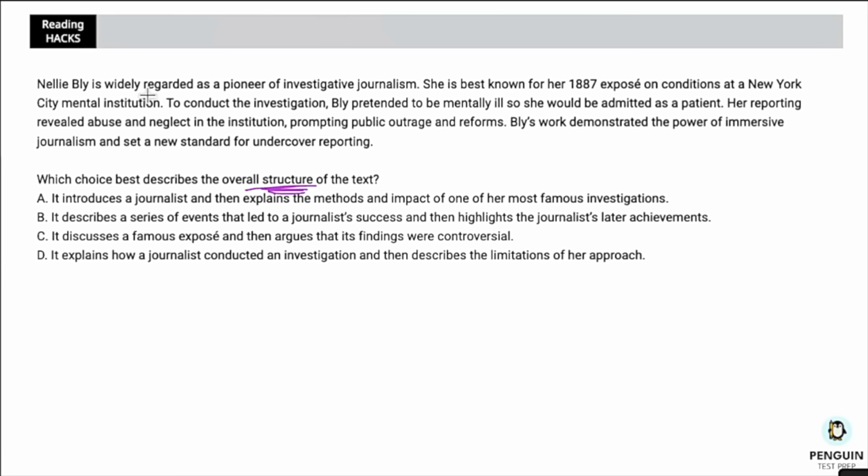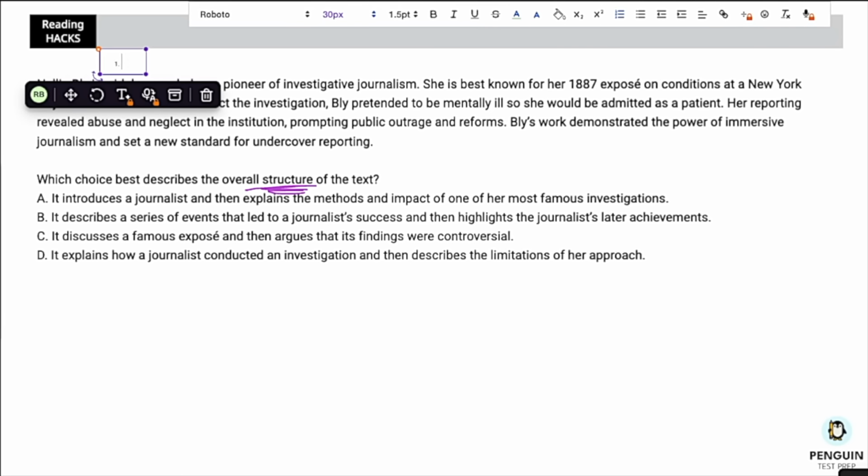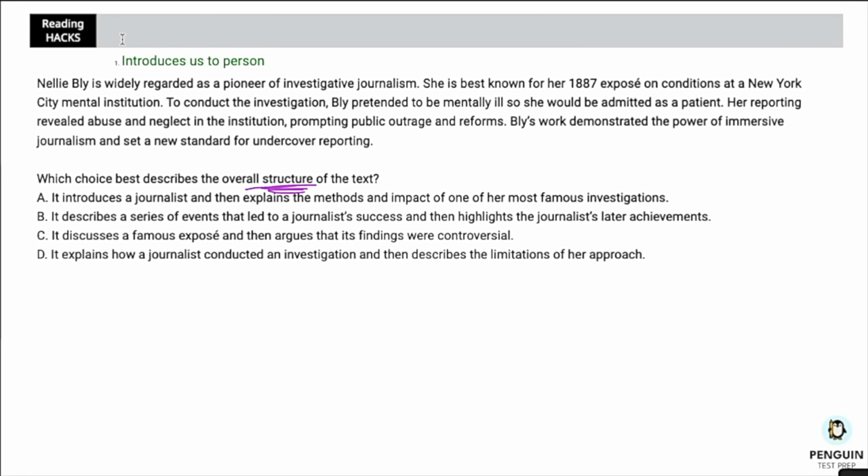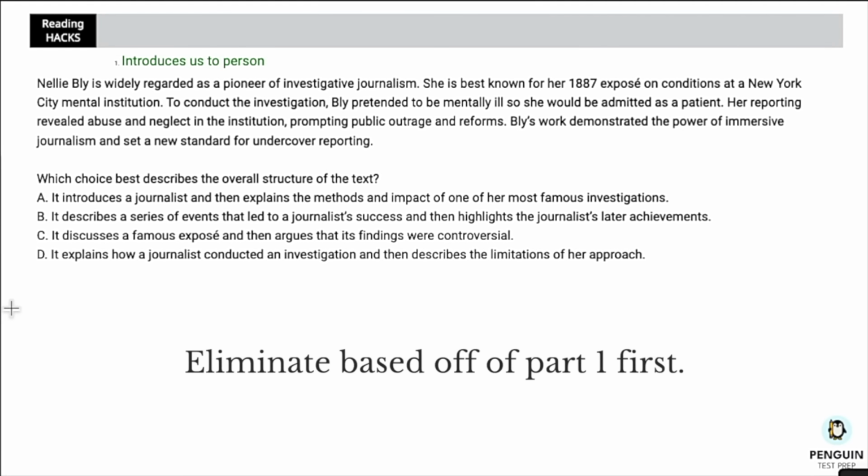So Nellie Bly is widely regarded as a pioneer of investigative journalism. In my head, my prediction for part 1 is going to be part 1 introduces us to a person. And I'm being really vague because a lot of the times the answers are vague as well. And we could go ahead and come up with our part 2 and our part 3 if we think there's a part 3. But if you start eliminating based off part 1, sometimes you get the right answer.